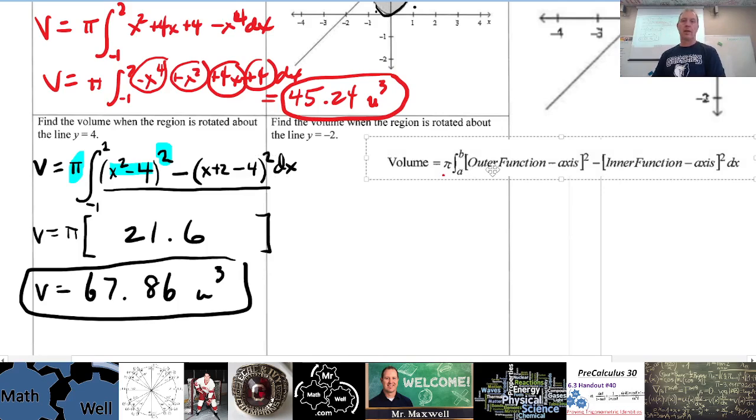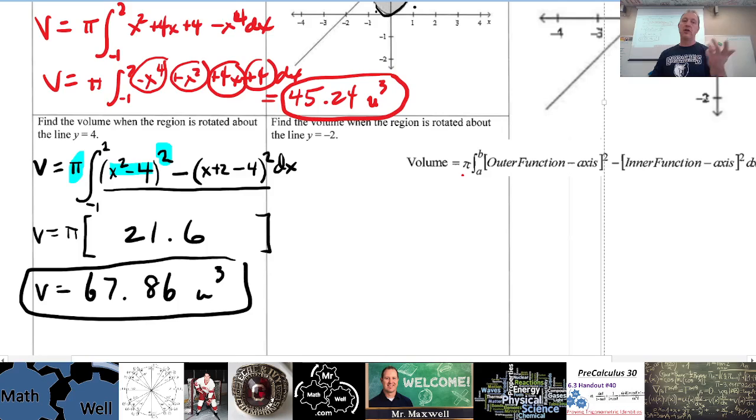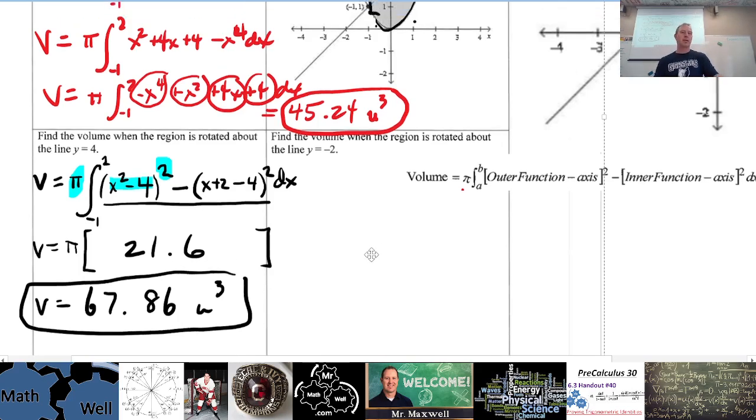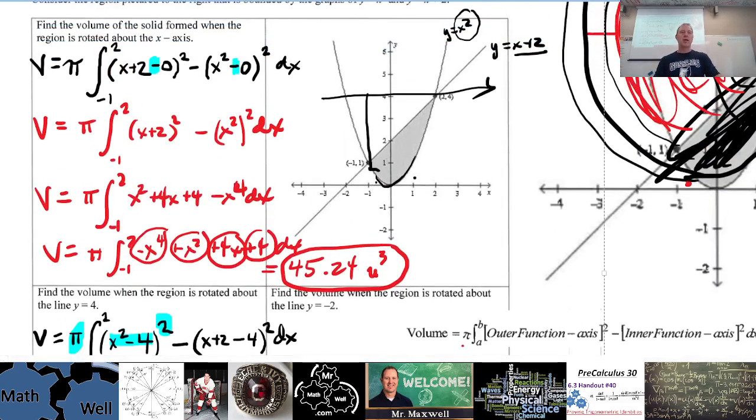Yep. How would you know which one's the outer function? You got to have some kind of idea of the graph. So the outer function is the function that's furthest away from the axis of rotation. Furthest away always. Okay. So in that last case, like we just had there, which function is farthest away? Well, it's going to be this one, the x squared one. The inside function is the one that's closest.